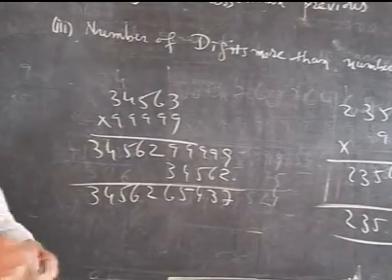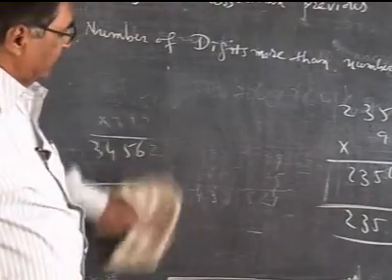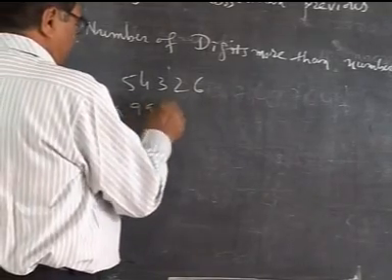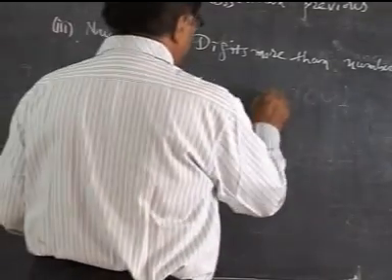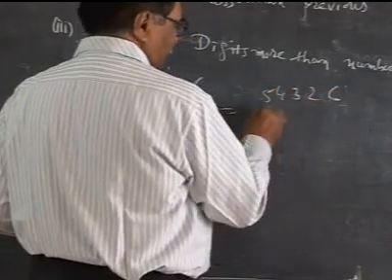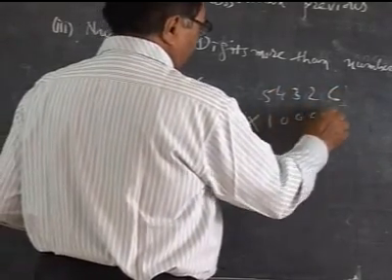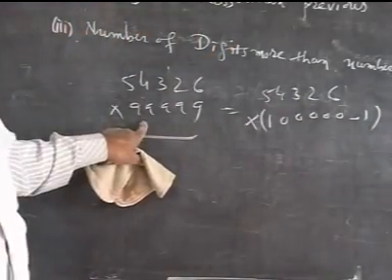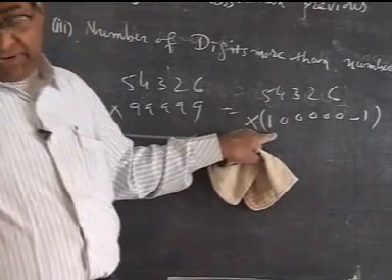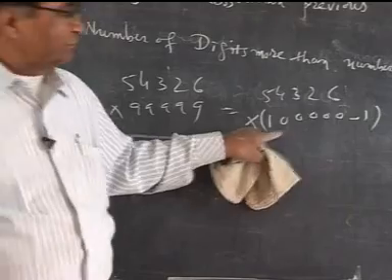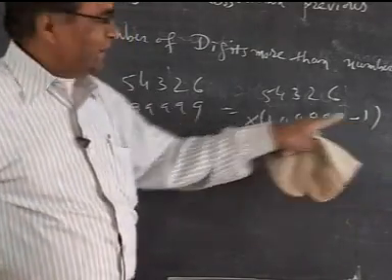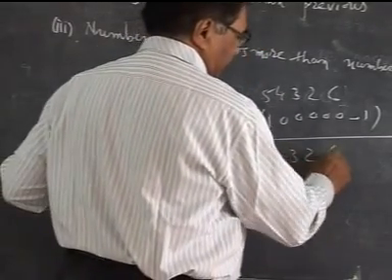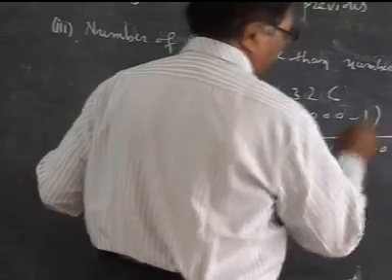Another thing is there. Let us see, and then I shall show the extension also. 5, 4, 3, 2, 6 into 9, 9, 9, 9, 9. Obviously it is 5, 4, 3, 2, 6 multiplied by 1, 0, 0, 0, 0, 0 minus 1. See now, I am putting 5 zeros, 1 before it. I subtract 1. Now algebra is there. This multiplied by this gives 5, 4, 3, 2, 6, 0, 0, 0, 0, 0.